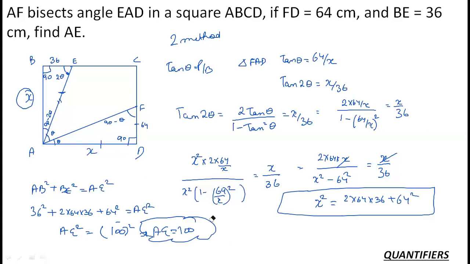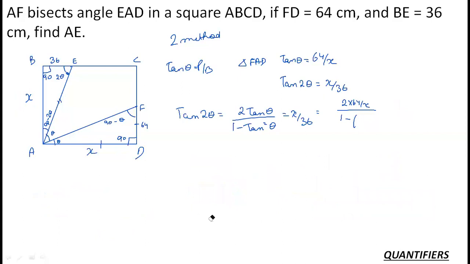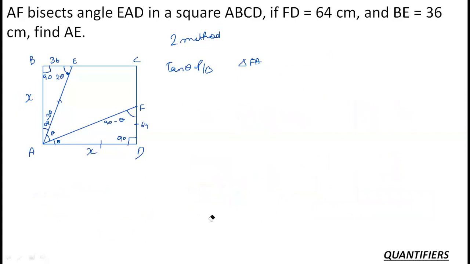Now, let's try to use the other method. No, answer is 100. Answer is 100, that I know. So what is the other method? The other method we also call it the rotation method. What is the rotation method? So please watch it very carefully. It's simply observation and nothing else.